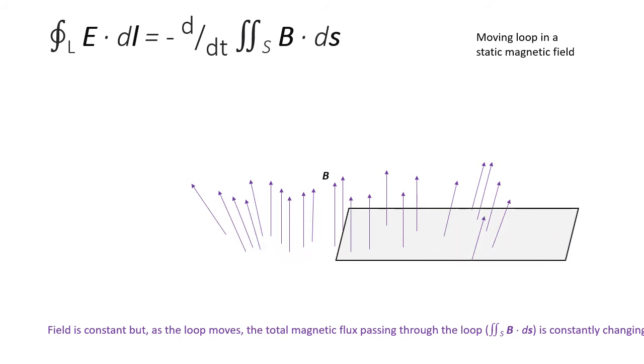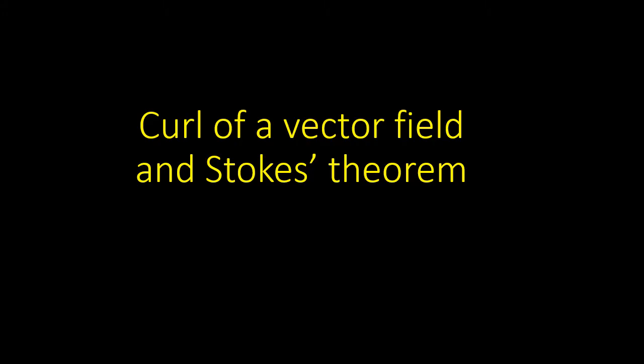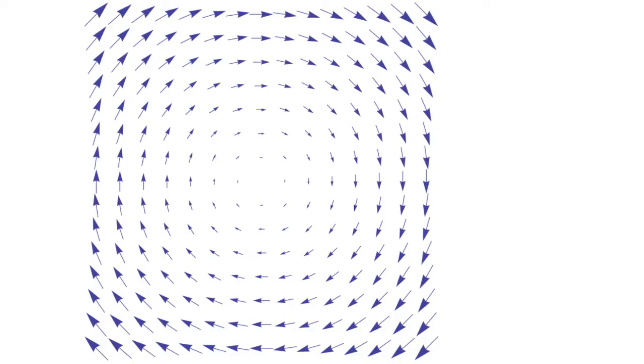However, even if we have a static magnetic field, if the loop itself is moving, then the total flux passing through the loop will change constantly, and so there will be an induced EMF around the loop. To get to the differential form of this equation, we need to understand something called the curl of a vector field and also Stokes' theorem, and that's what I'll talk about next.